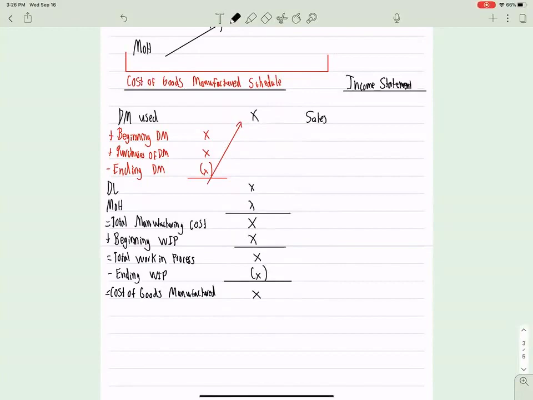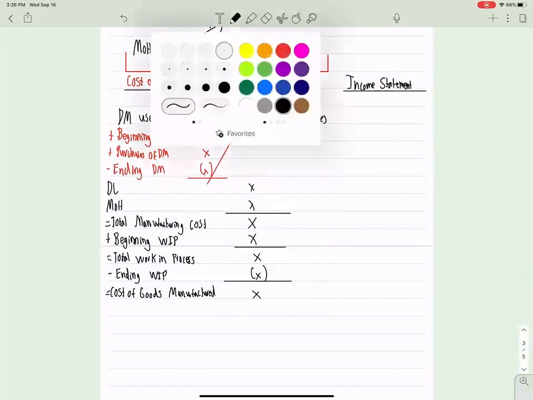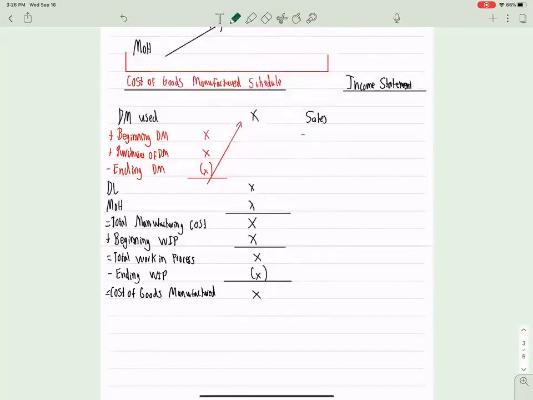Okay? Is that fair to everyone? How much you sell is the first line of your income statement. From there, you minus your cost, sales minus COGS, cost of goods sold.